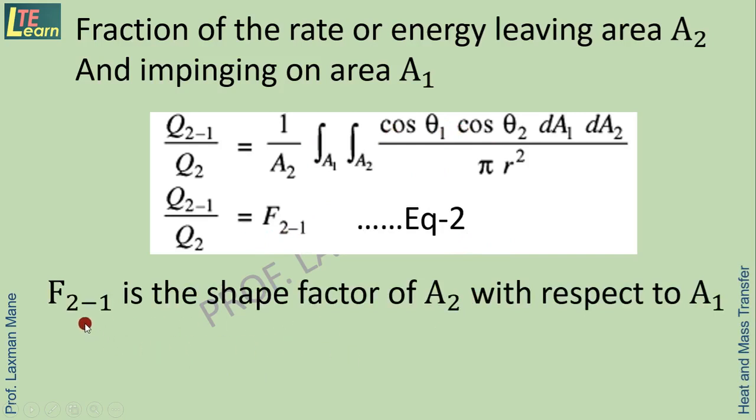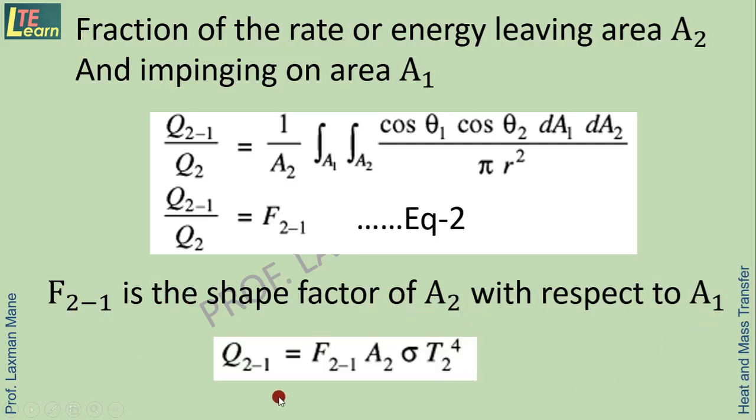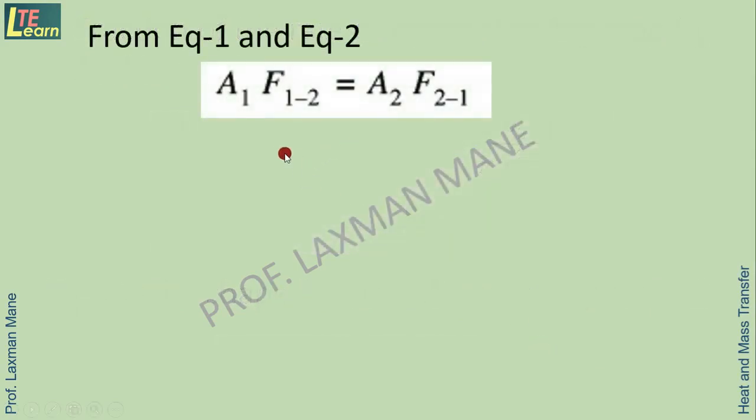So we say shape factor F2-1 is the shape factor of A2 with respect to A1. By this we can have the equation for heat exchange between surface 2 and 1, which will be equal to shape factor 2-1 into radiated energy by this A2 area, means A2 into sigma into T2 raised to 4. So from equation 1 and 2 we get this relation, that is a product of areas and shape factors.